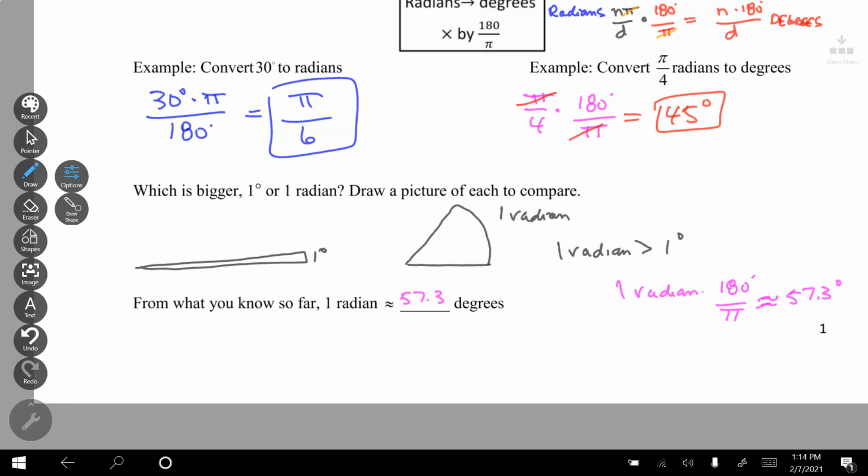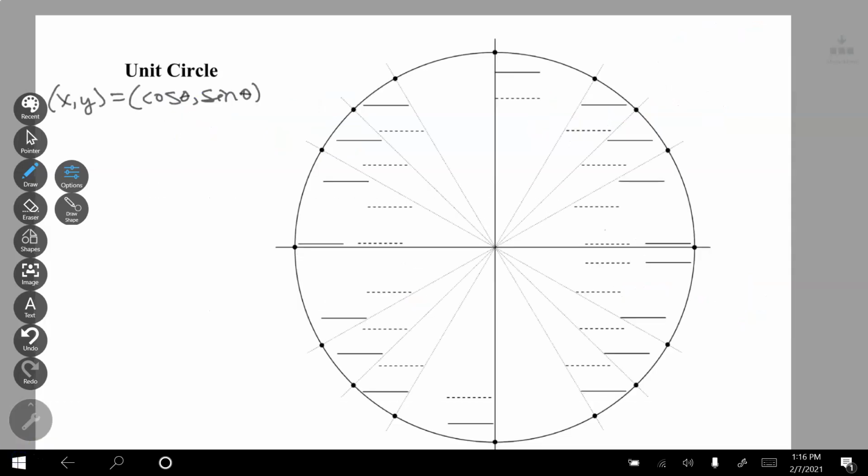So a little bit less than 60, a little bit less than 1/6 of a circle. That's why it takes a little bit more than 6 of them to complete a circle. Okay, I'm going to complete this whole big picture. I'm probably going to turn the video off many times to do it, but let's do it.